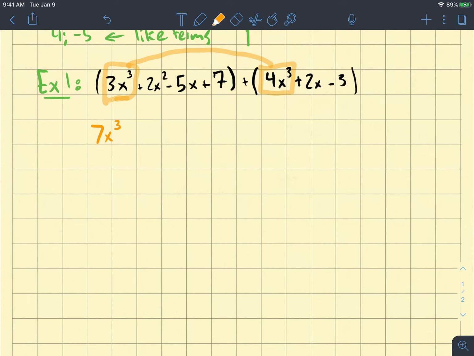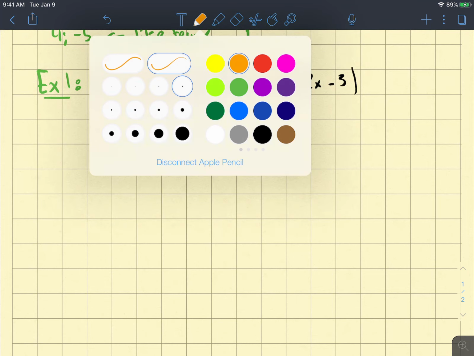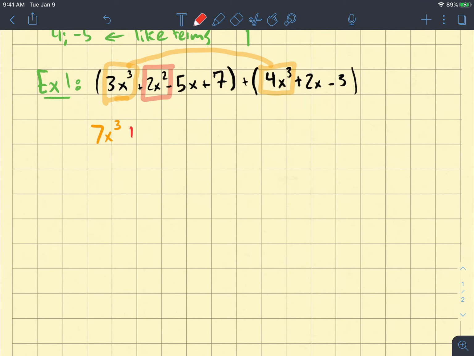All right, and next we're going to look for this next term. So right here we have a 2x squared, right? The variable and exponent here is x squared. If you look over on the other side, there is no x squared. So we're just going to bring that down, all right? So we're going to have plus 2x squared, because there's nothing else here. It's like adding 0. All right.